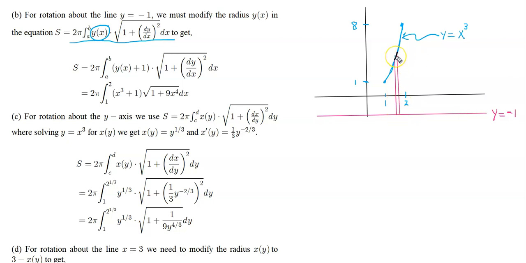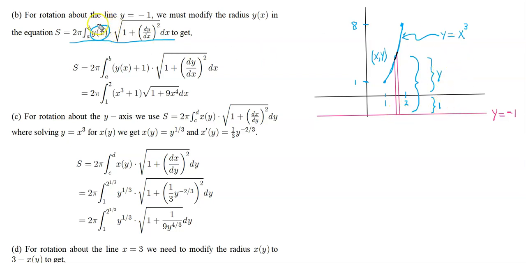In other words, if you think of a point right here, say that point right there is x comma y, then the radius of this frustum is going to be this distance. Well, that's going to be this distance, which is y, plus this distance, which is 1. You see this distance here is y, and this distance is 1. So the radius of this frustum is y plus 1.